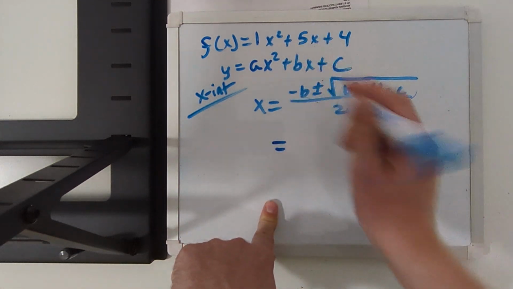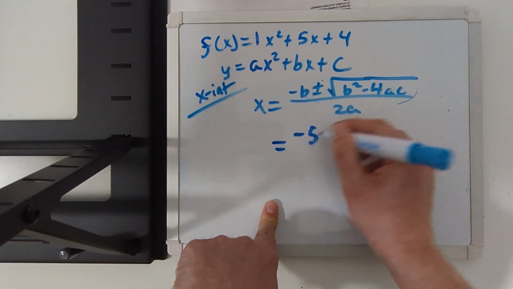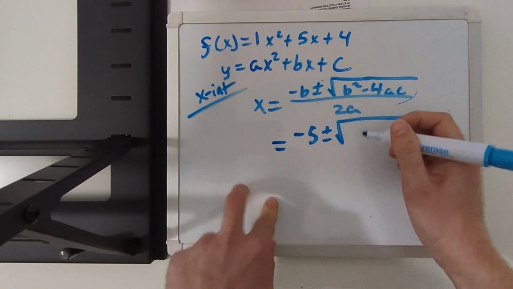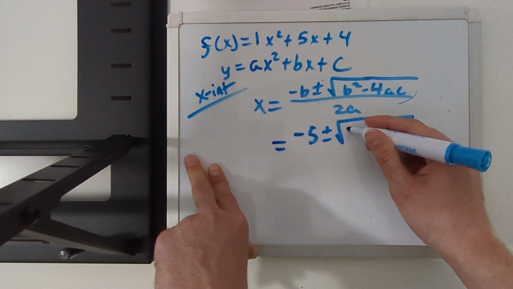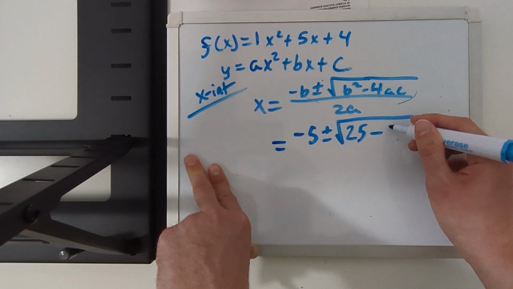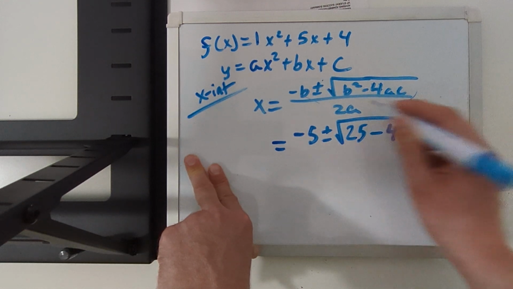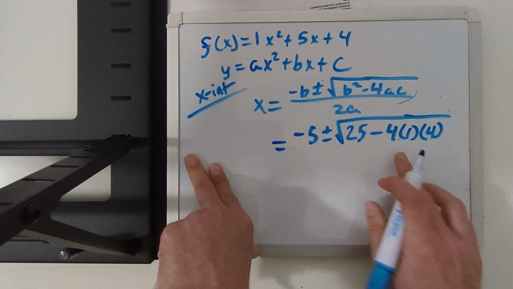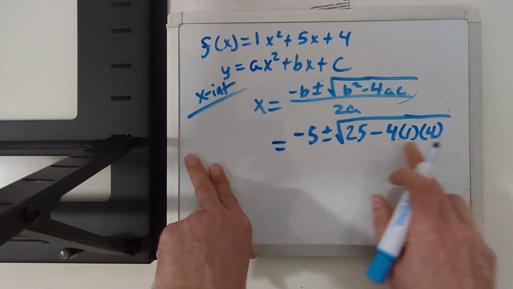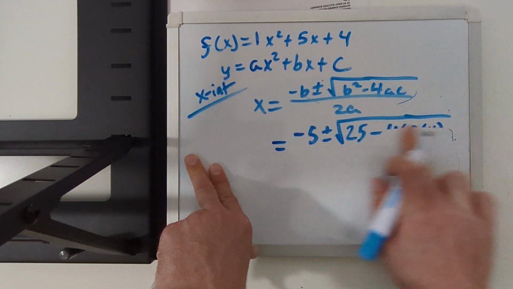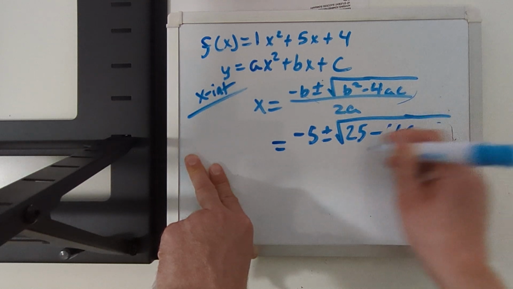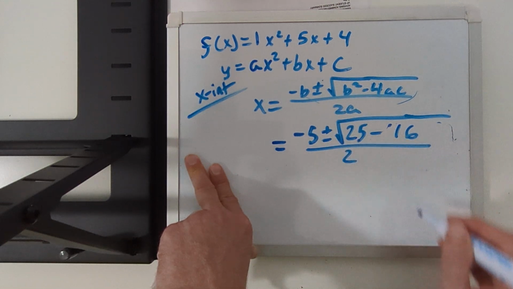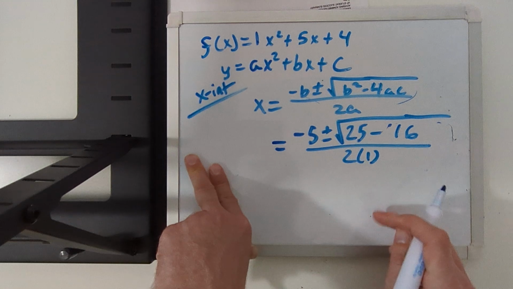So b is 5, so negative b, negative 5, plus minus square root b squared, that is 5 squared. I'm going to go ahead and write that number now. 5 squared is 25, minus 4 times a is 1, c is 4. I'll go ahead and write that down too. 4 times 1 times 4, that is 16. All over 2 times a, in this case a is 1, so that's just 2 times 1, which is 2.